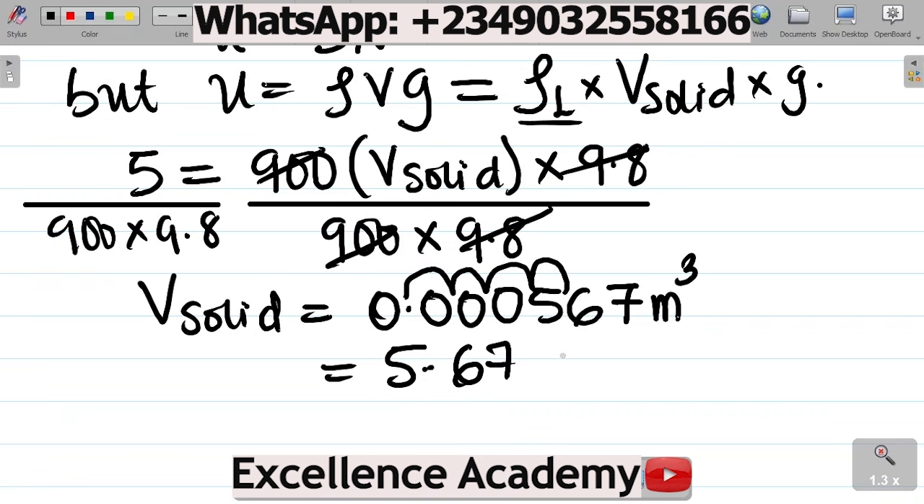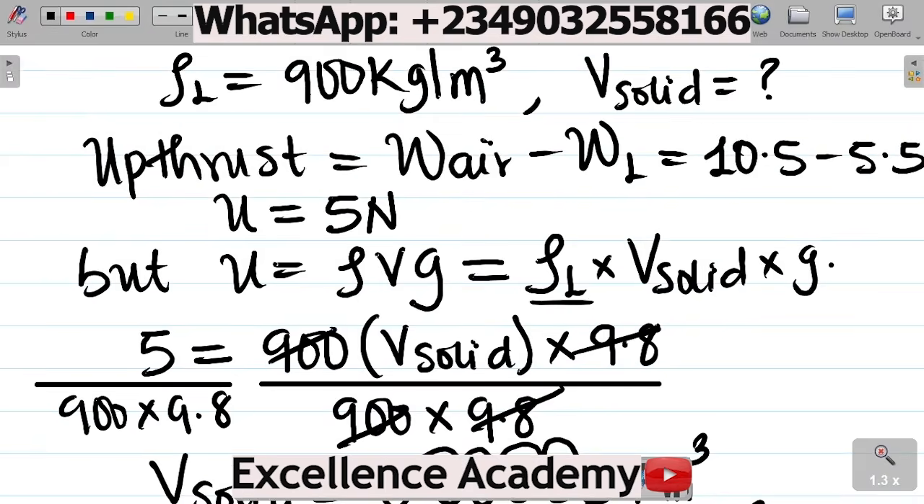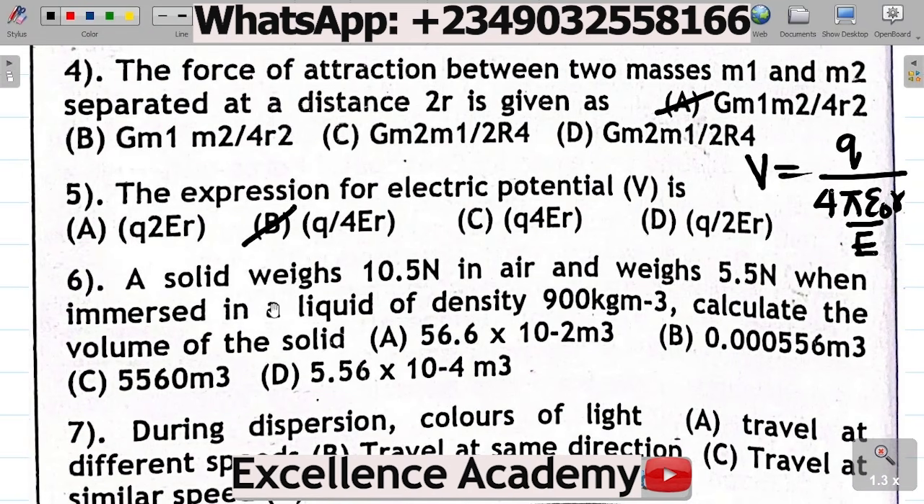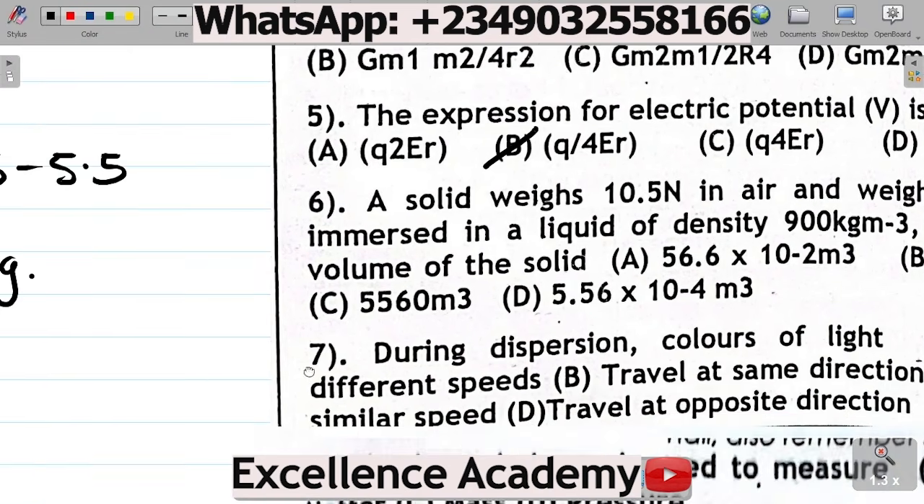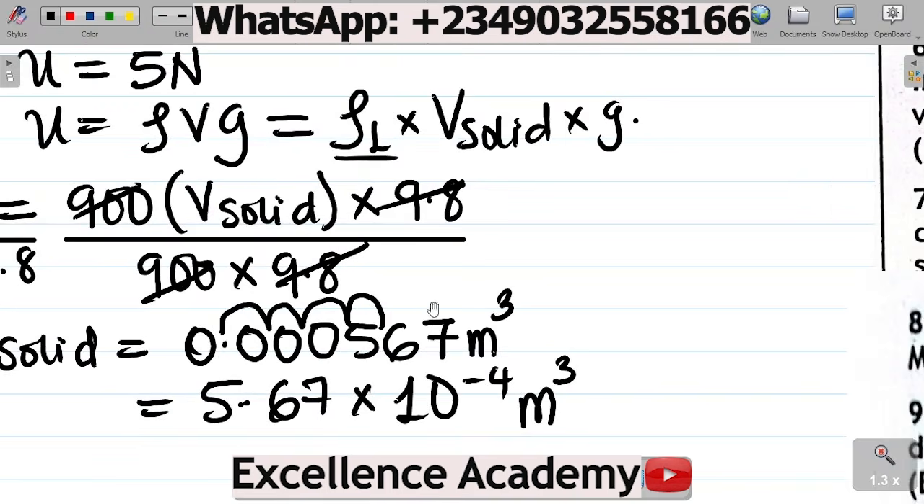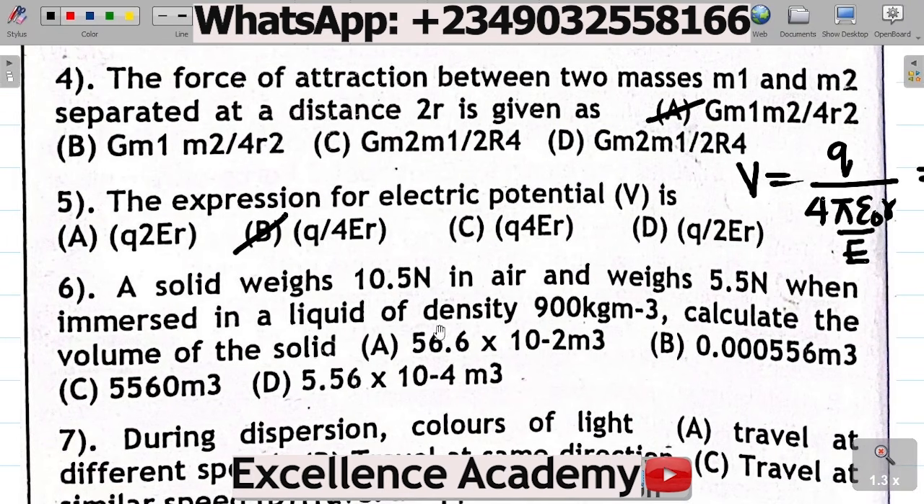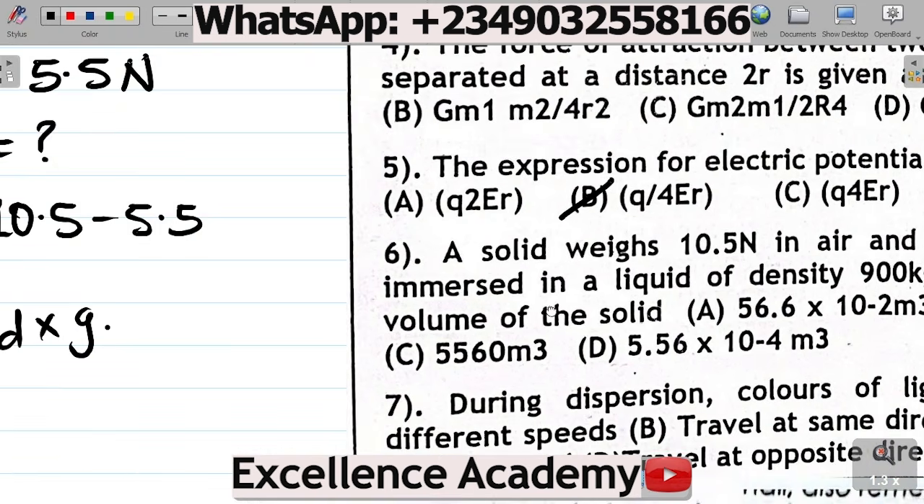5.67 times 10 to the power minus 4 meter cube. So we have this. Or let's check the question. We're not given the value for G. So we can take this way. Look, what you have here is 5.67 times 10 to the power minus 4.